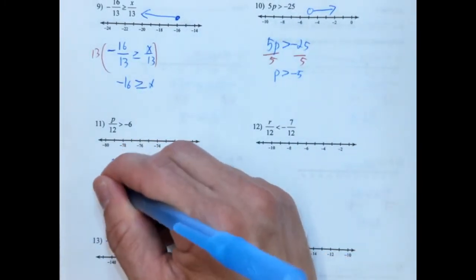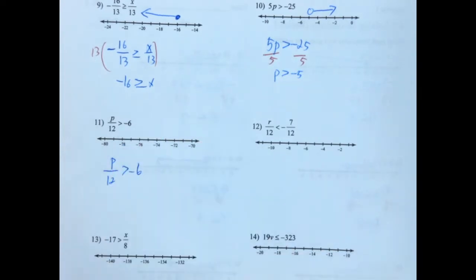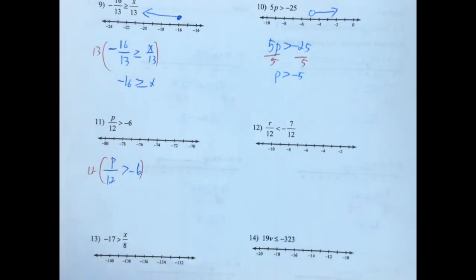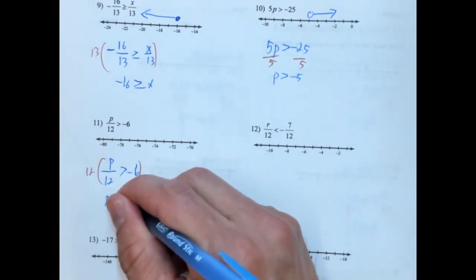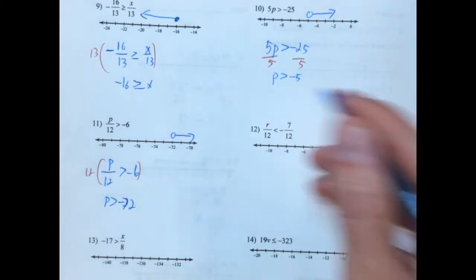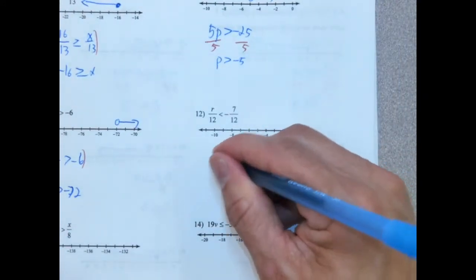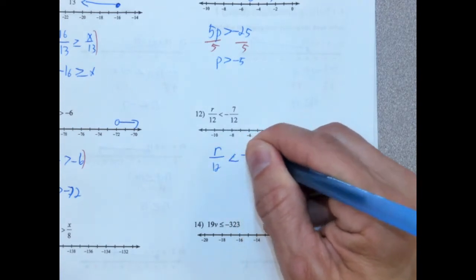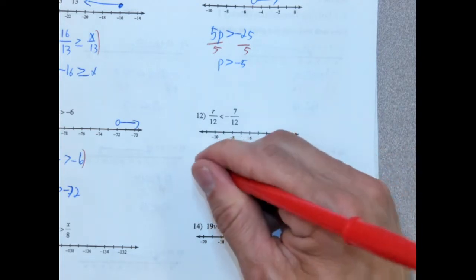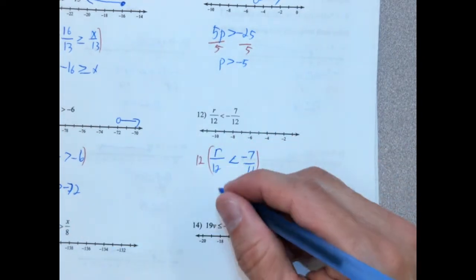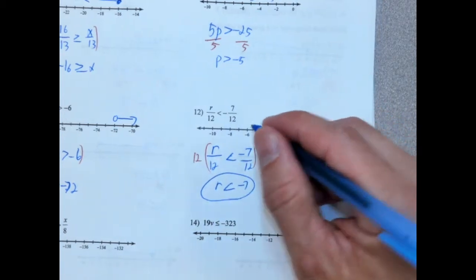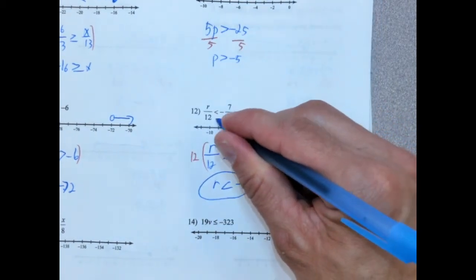So p over 12 is greater than negative 6. We're going to multiply by 12 because that's in our denominator. So p will be greater than negative 72. So there we go. R over 12 is less than negative 7 over 12. So multiply both sides by 12 because that's in our denominator. And r is less than negative 7. So negative 7 would be here, and r is less than it.